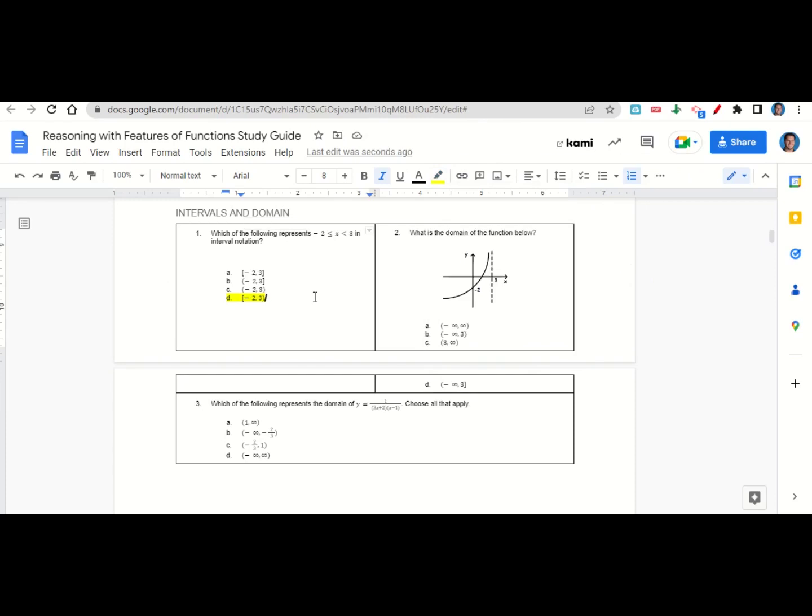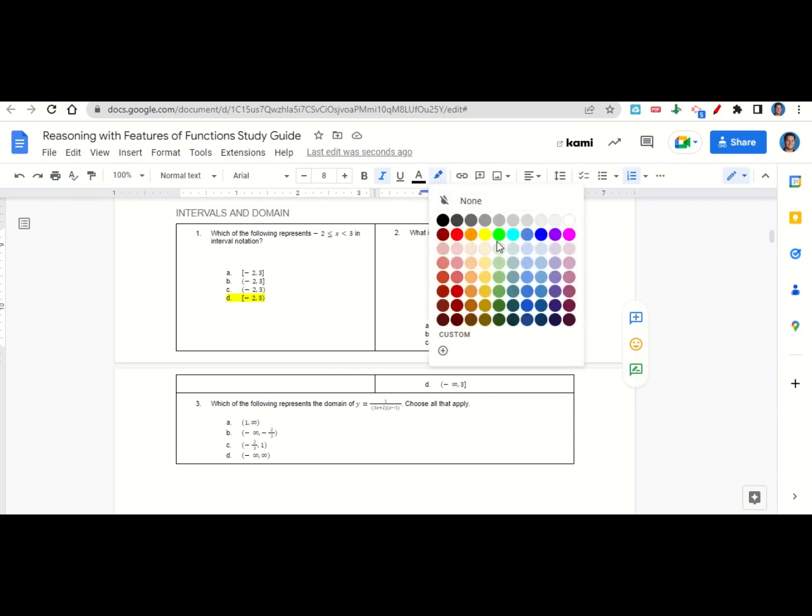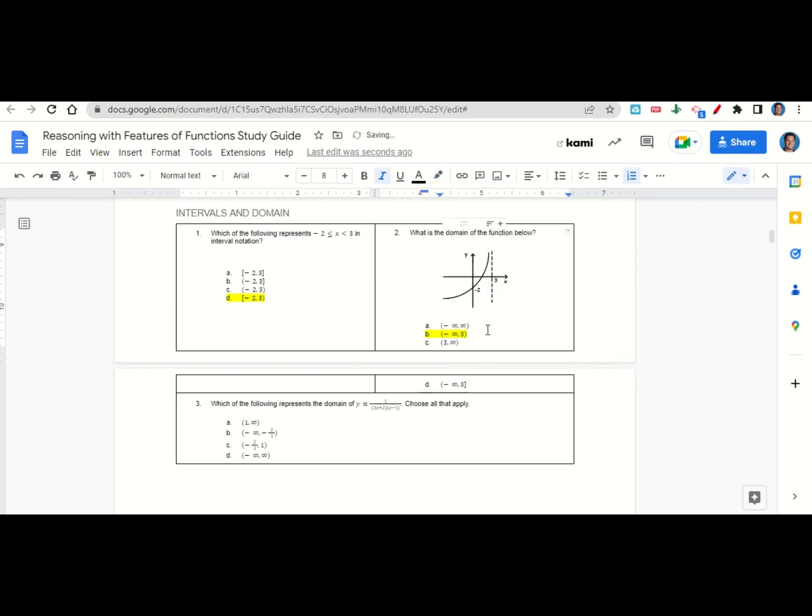So there's that one. Now the next one says, what is the domain of the function below? Well, we have our function here, and it goes from -infinity, right, because it goes on forever to the left, so it should start at -infinity. And it goes all the way up to 3, but it doesn't actually touch 3. So we should have double parentheses with -infinity and +3. So -infinity, +3 right there. So we're going to go ahead and use our highlighter and make it bright.